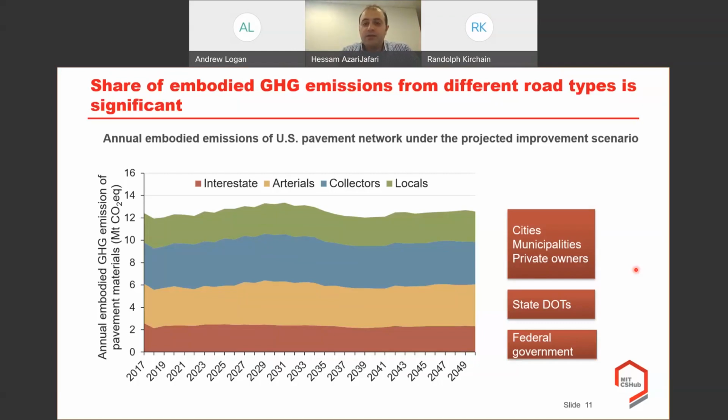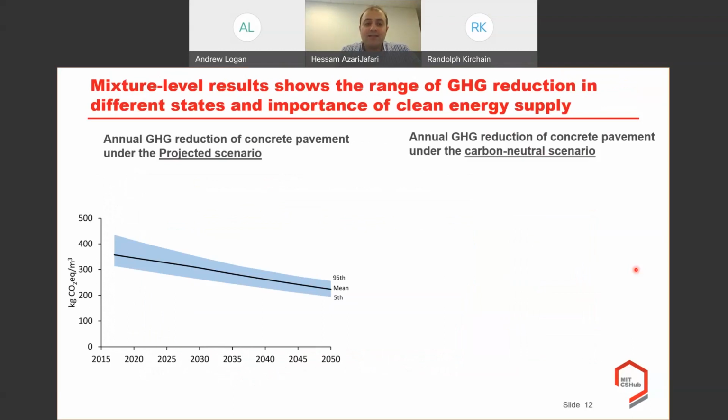But when we look at the mixture level calculations, you can see here on the y-axis the kilogram CO2 per cubic meter of concrete, and on the x-axis it's again the year. Under the projected scenario on the left chart, we can see around 15% reduction of the GHG emissions of the mixtures.